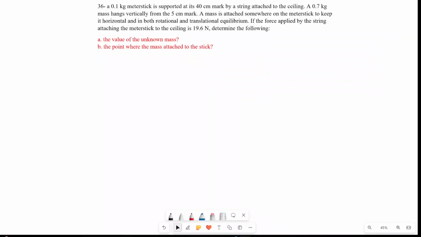Okay, so I think you wanted question 36, the first question that you wanted. So let's try to solve this one. This is the question. It says a 0.1 kilogram meter stick is supported at its 40 centimeter mark by a string. So let's draw what it says here.